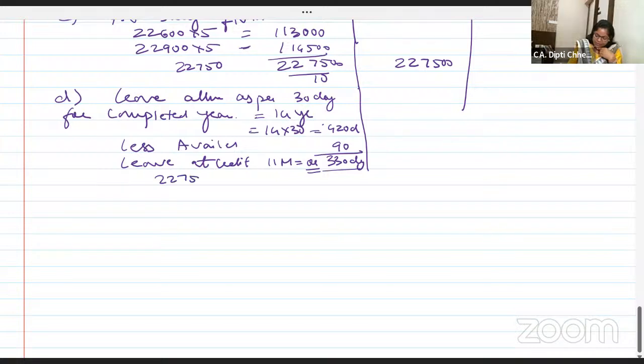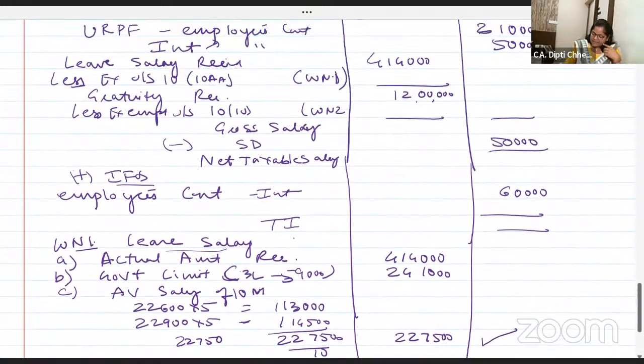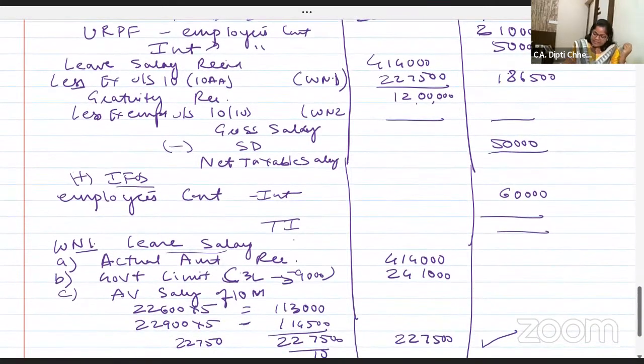Average salary 22,750 into 11 months. और 330 days लिए तो divide by 30 करना. 250 it is coming. Least is exempt. 227,500. Average salary is exempt. 186,500 is taxable leave salary.